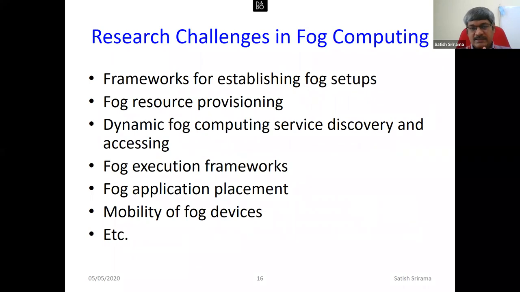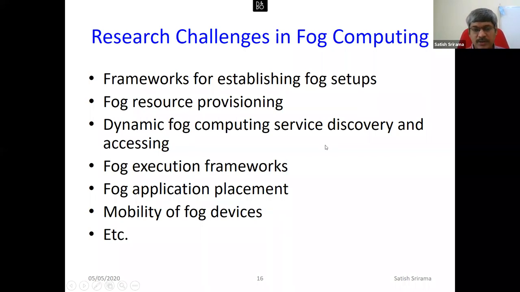I have given certain examples. I have given the background, how things have evolved over time. I have given enough background so that you can really look at certain research challenges which are critical in fog computing, and where the state of the art is, and where this new research is going on. Some of the very well-known research challenges in fog computing are frameworks for establishing fog setups.